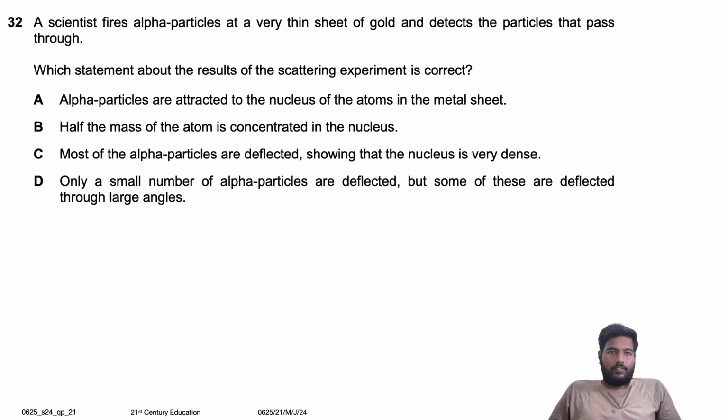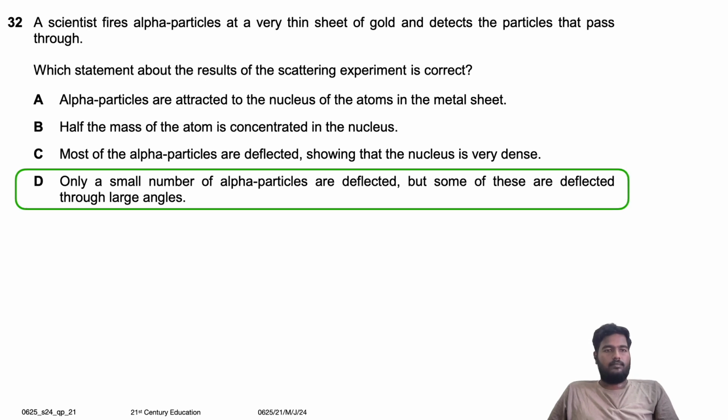A scientist fires alpha particles at a very thin sheet of gold and detects the particles that passed through. Which statement about the result of the scattering experiment is correct? Okay, let's rate one by one. Alpha particles are attracted to the nucleus of the atoms. No, alpha particles are also positive, the nucleus is also positive, so they do not attract, they just repel. Half the mass of the atom is concentrated in the nucleus. No, most of the mass is concentrated in the nucleus.